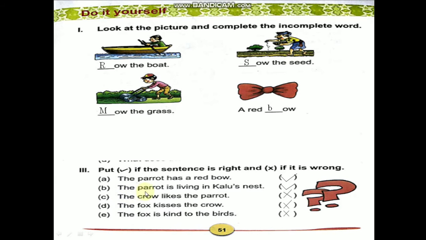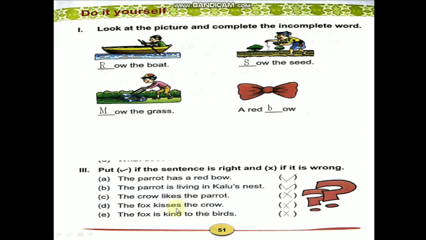Now, the parrot is living in Kalu's nest. Yes, no, children? The parrot is living in Kalu's nest. This sentence is correct. So, correct you write. The crow likes the parrot. You see, children, the crow likes the parrot. You listen to the lesson now. Crow likes the parrot? No. So you have to write wrong.